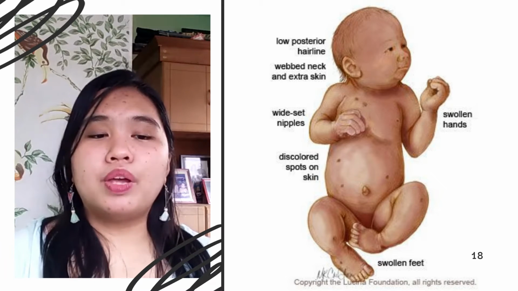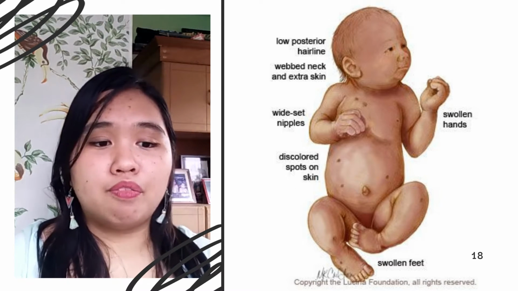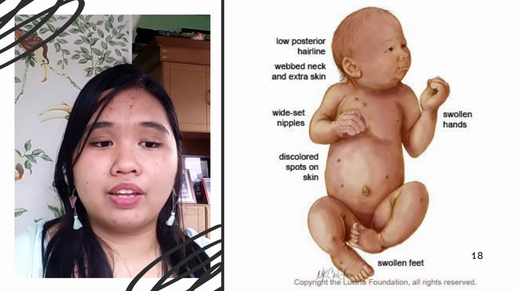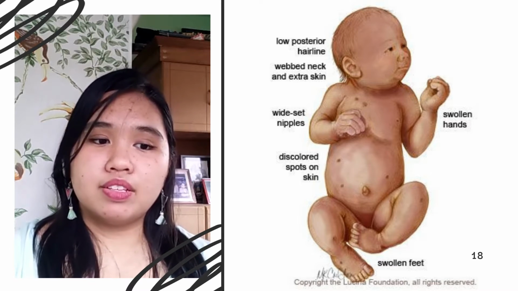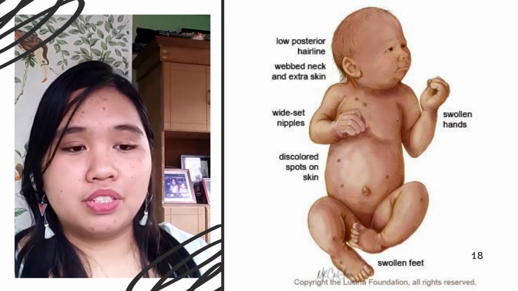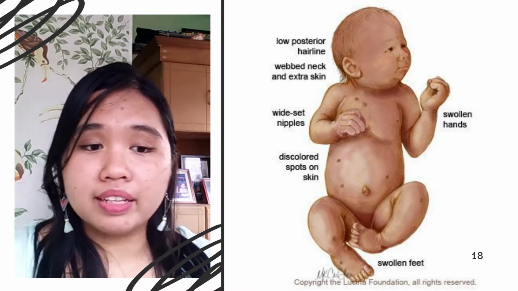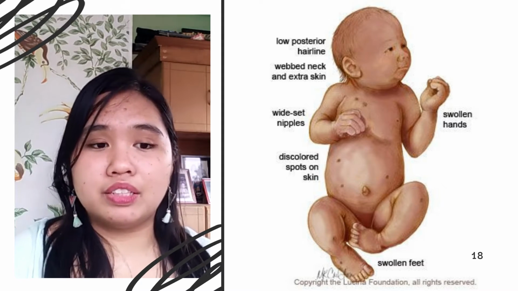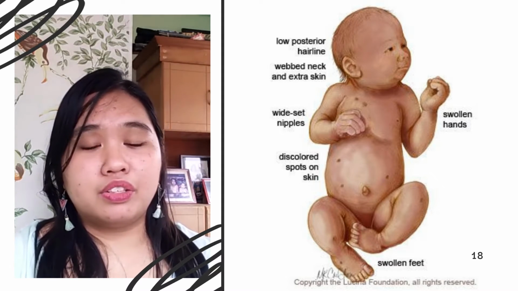So here we have an example of what Turner syndrome can look like on a baby. So there's the low posterior hairline, the web neck, and other features that you can see in Turner syndrome.